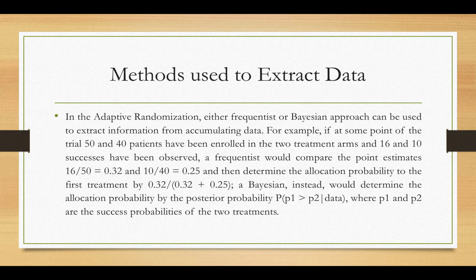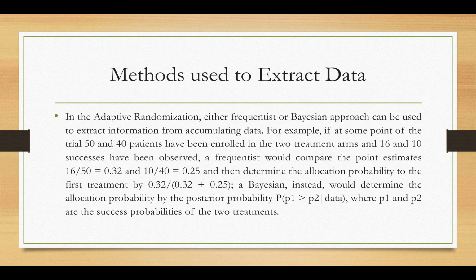and 16 and 10 successes have been observed, a frequentist would compare the point estimates, which is 16 divided by 50, which is 0.32, and 10 divided by 40, that equals 0.25. And then determine the allocation probability to the first treatment by dividing the first one, which is 0.32, by the total, which is adding up the 0.32 plus 0.25.